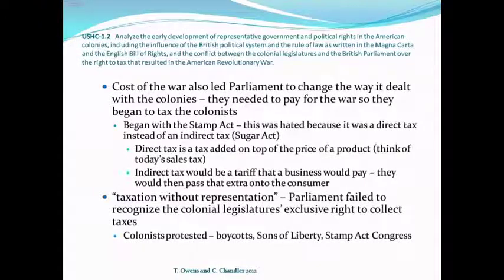After the French and Indian War, the cost of the war caused Parliament to have to tax the colonies more in order to make money. It started with the Stamp Act, which was an act that placed a tax on all paper products. This really angered the colonists because they didn't feel like they had representation in Parliament, and they thought that their own colonial legislatures had that right. That's a very, very important concept, the fact that they thought the colonial legislatures had the exclusive right to collect taxes and not Parliament. That's going to lead to boycotts led by the Sons of Liberty and then eventually the Stamp Act Congress.